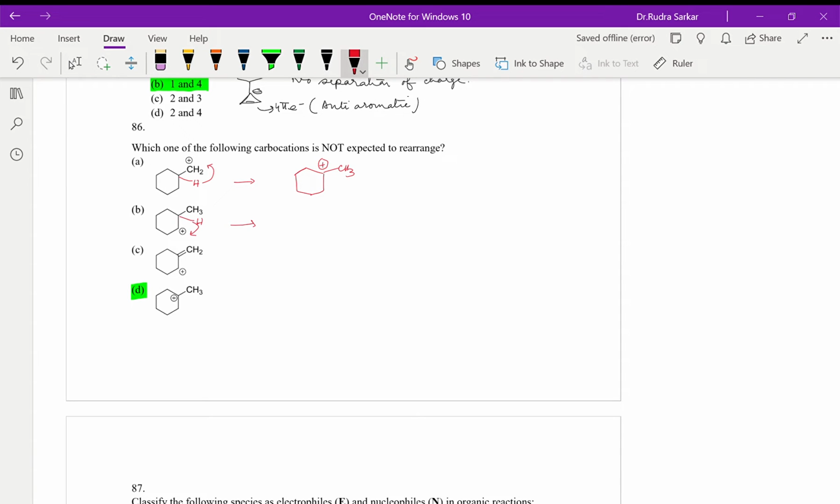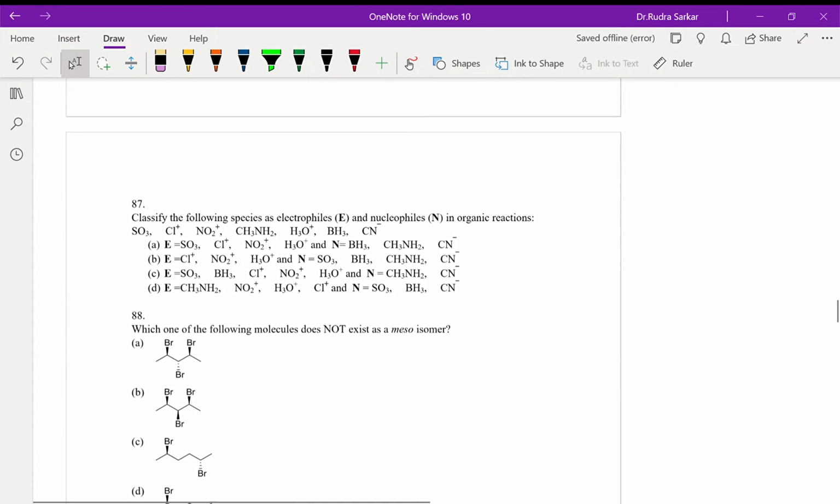also can undergo a Wagner-Meerwein rearrangement, and from this particular carbocation the exocyclic double bond is less stable than the endocyclic double bond. So over here this will undergo an allylic type resonance.